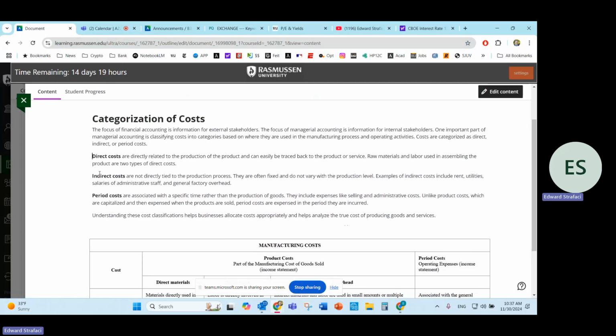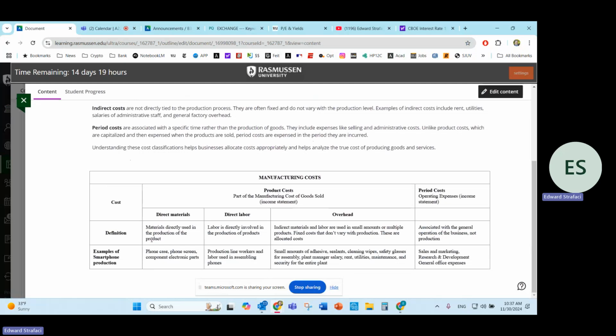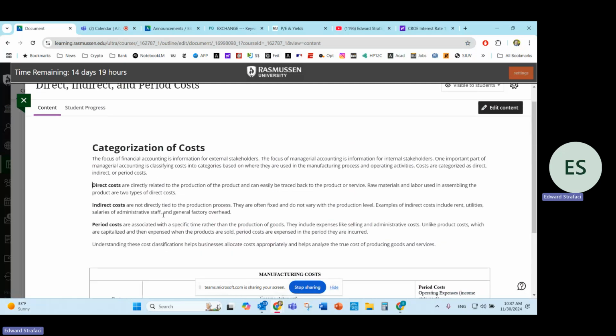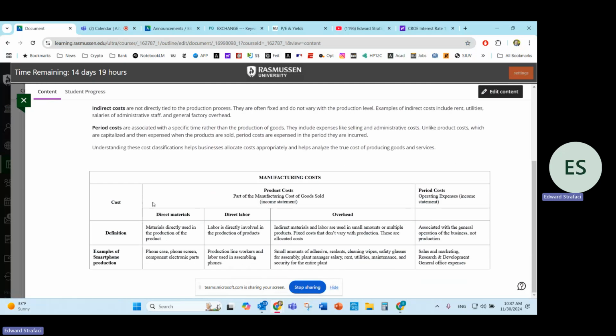Indirect costs are costs that are not part of your production, but things like rent, utilities, salaries. And then you get period costs that are like selling and administration costs. So you got three costs. The direct costs are the materials that directly go into your manufacturing process, like phone cases or things like that. And then you have your indirect costs, which are associated with specific time rather than the production of goods, like you pay your accountants, your lawyers, you pay people like that.